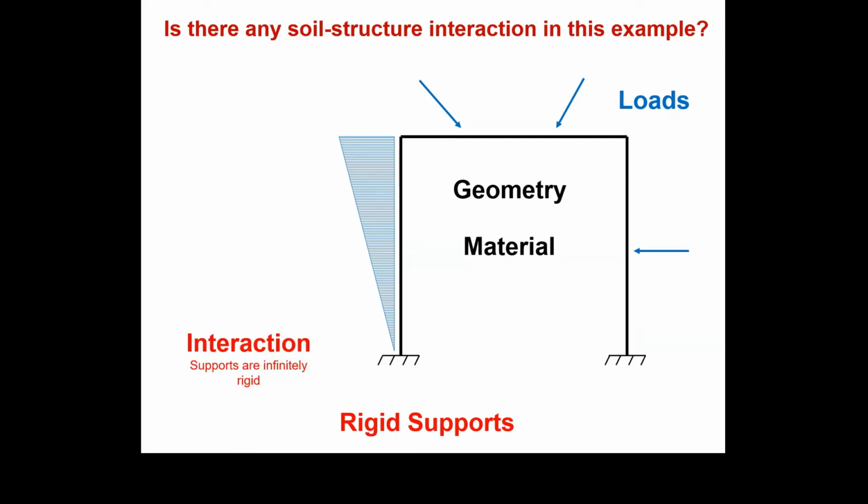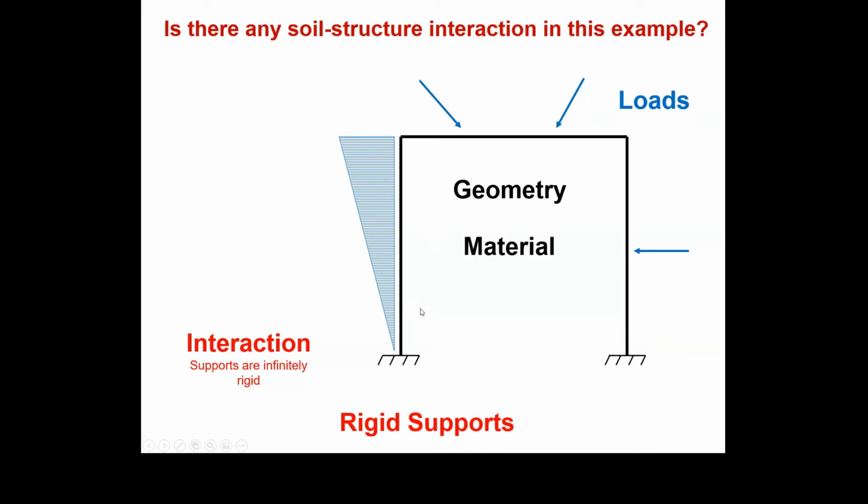There is an interaction because we are making a hypothesis here. We're saying that the foundations will behave as a rigid connection between the soil and the structure. So our hypothesis is so strong that it completely simplifies the problem of soil-structure interaction. We are saying that we are able to connect this column to the soil and create a rigid support. This is what we usually do when we analyze these structures, and it's a very strong hypothesis.